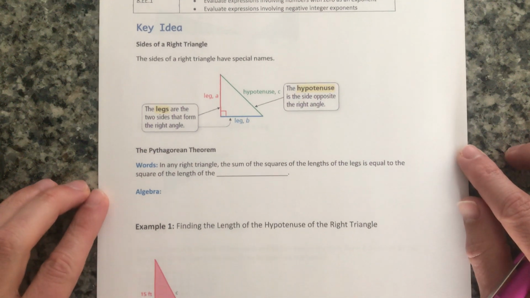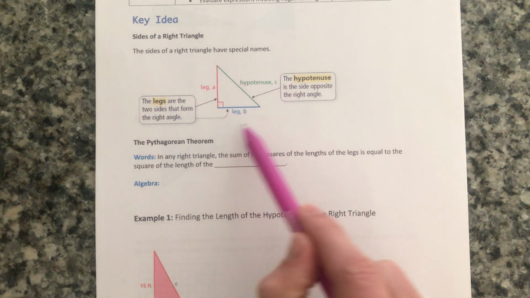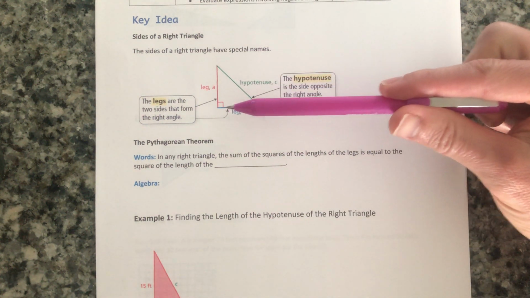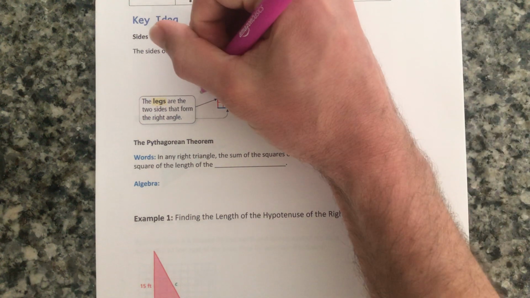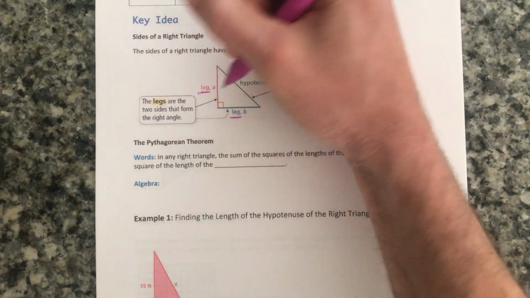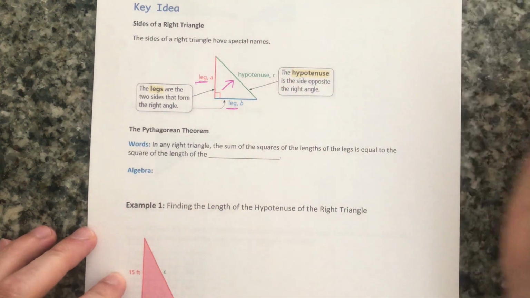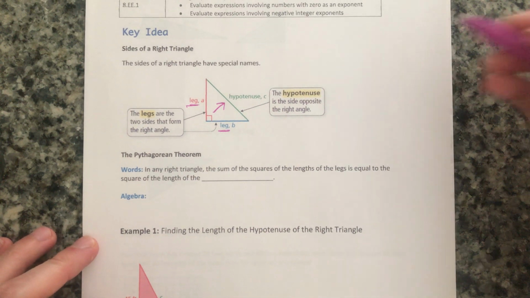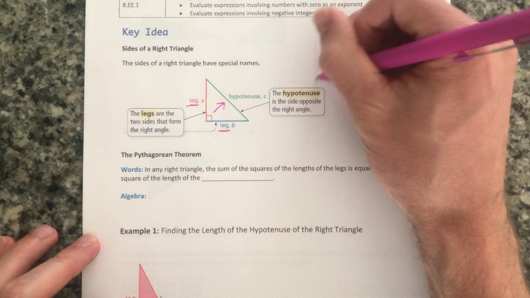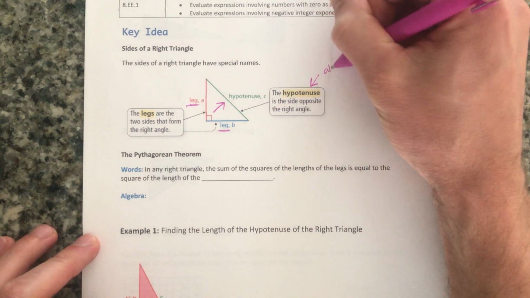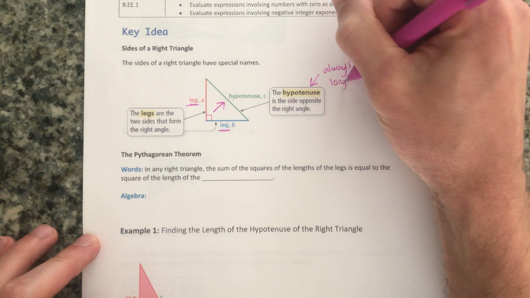So the key idea is this. We have a right triangle. The two sides that create that right angle right there are going to be called your legs, right? So those create that right angle. Now the side that's across from the right angle, I always like to draw an arrow, that's going to be your hypotenuse. And it's always the longest length. So the hypotenuse is always the longest length.